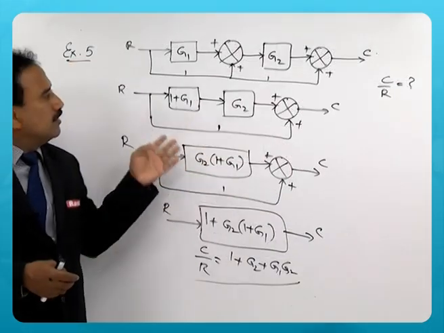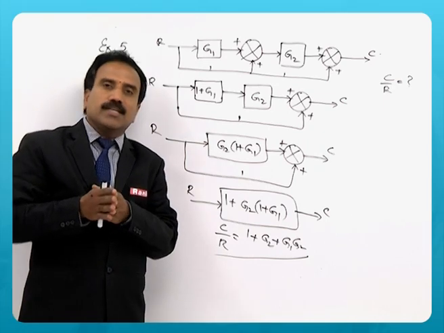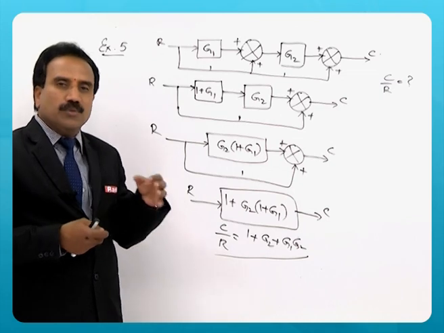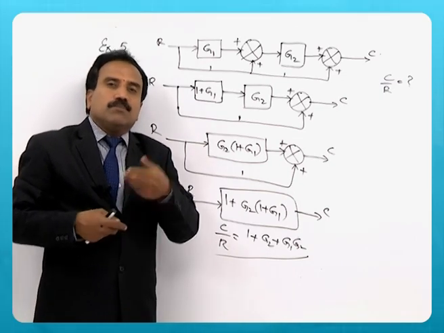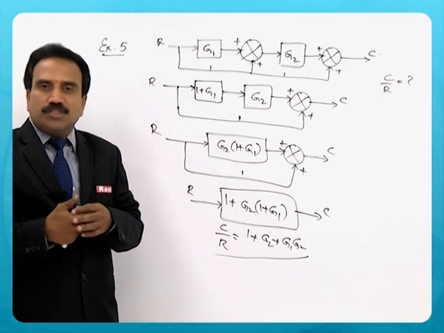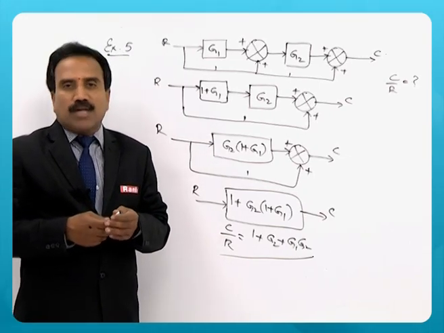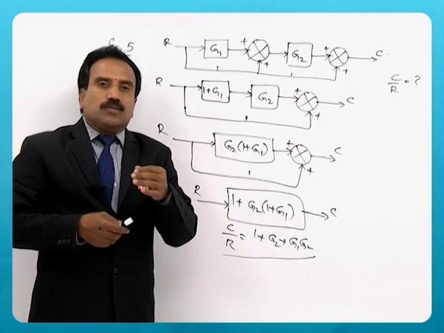We have seen 4 to 5 examples of reduction of block diagram applying the rules which we have discussed today, but still you need to practice a good number of problems on block diagram reduction to get perfection. And the next topic is signal flow graph. Signal flow graph is to be discussed.